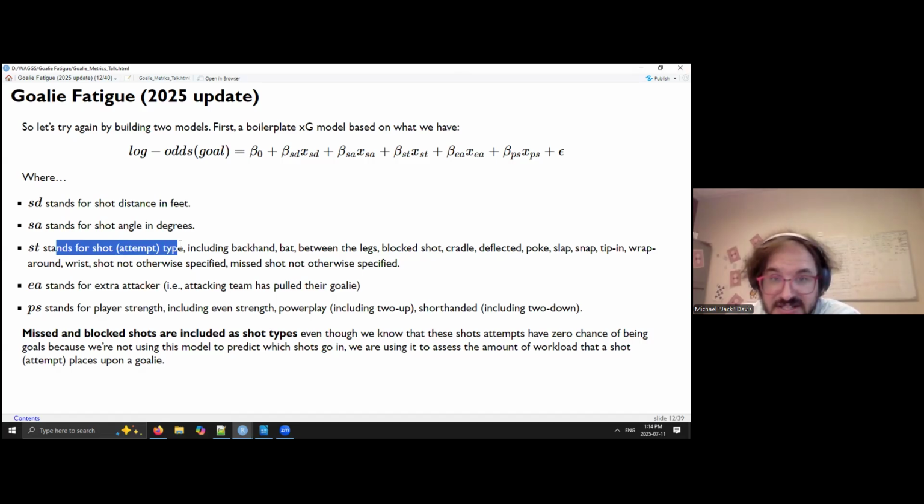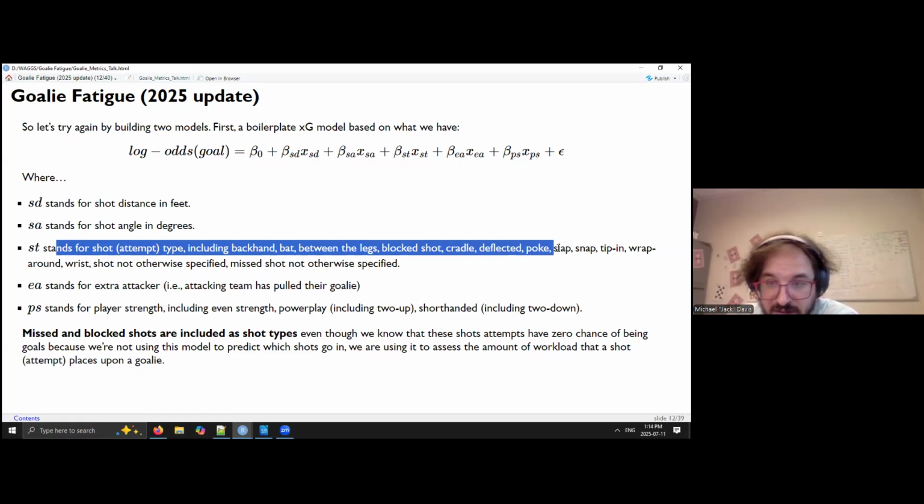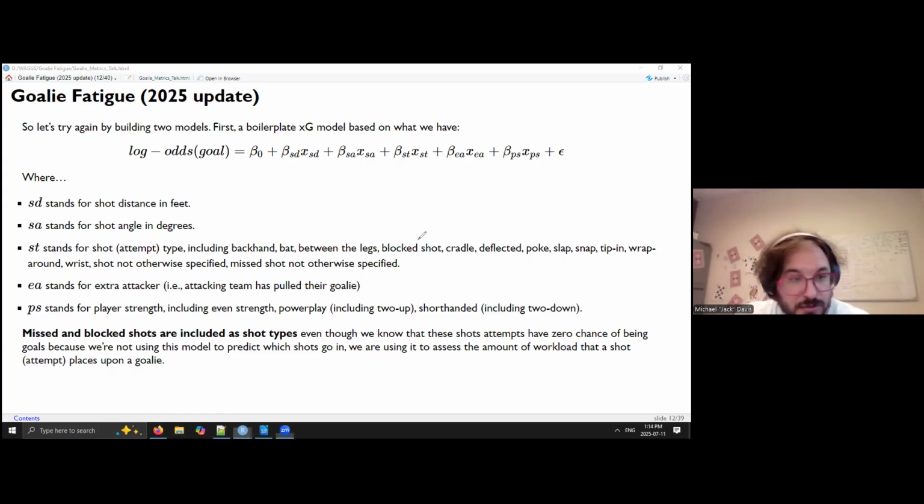ST here, the third term, is shot attempt type. Now, I've poured a lot into this. I've got the different types of shots that we can get in hockey. So backhand, batting it out of the air, between the legs, which is pretty rare, cradle, deflected, poke, slap shot, snap shot, tip-ins, wraparounds, and wrist shots. Now, there's a couple others that don't seem like they belong here, and they normally don't in a log odds model. So missed shot and blocked shot.